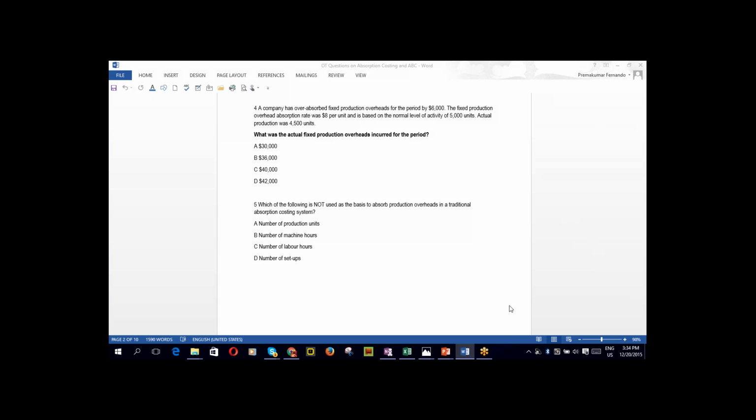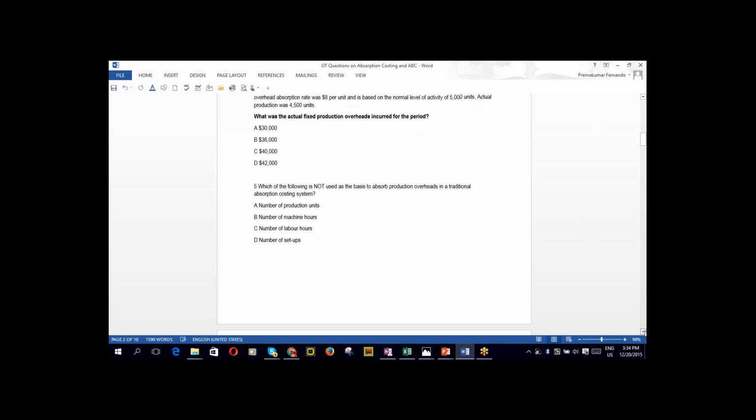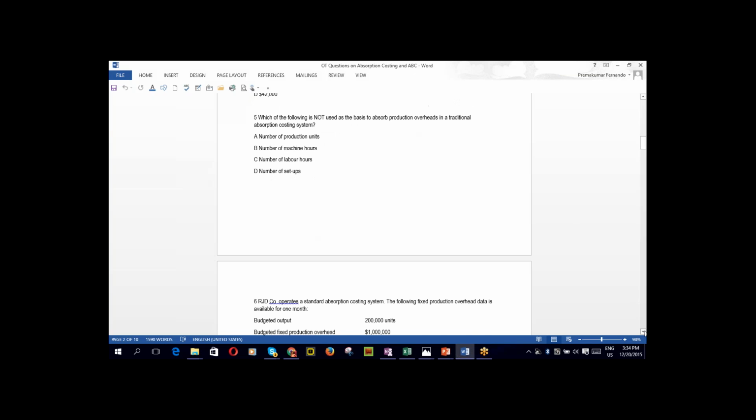So then the fifth one, let's look at the fifth one also. Which of the following is not used as the basis to absorb production overhead in a traditional absorption costing system? That should be easy for you. Question number 5.